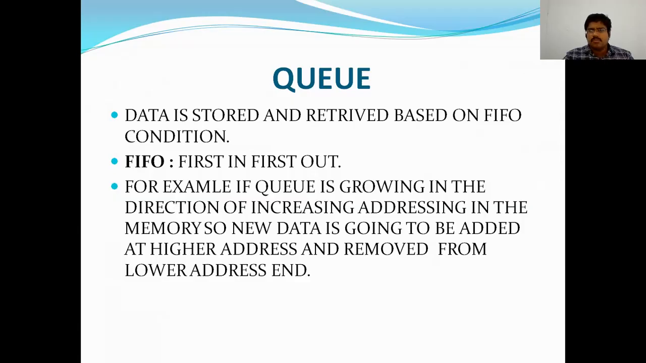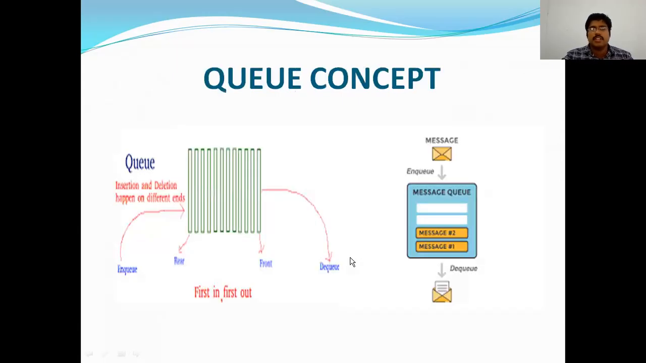For example, if the queue is growing in the direction of increasing addresses in memory, see how the queue is going to be executed: this is the first person, second, third, fourth, like that, many elements are present. Here insertion and deletion take place from two different directions. It is not like a stack, where insertion and deletion take place in only one direction. In a queue, insertion, that means adding of new elements, takes place from one direction, and removing of elements takes place from the other direction.